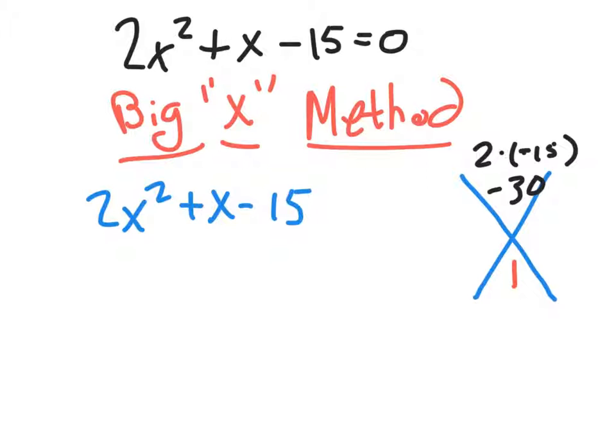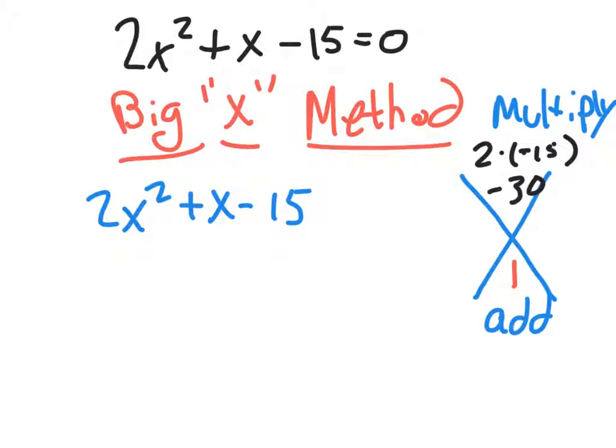Now you've got to play a game. This is the fun part of it all. You've got to say, what multiplies to negative 30 but adds to 1? So it needs to multiply this way but add that way. If you think about it, you might start listing the numbers. You've got 1 and 30, that ain't going to work. You've got 2 and 15, that ain't going to work. You've got 3 and 10, that ain't going to work. How about 6 and 5?